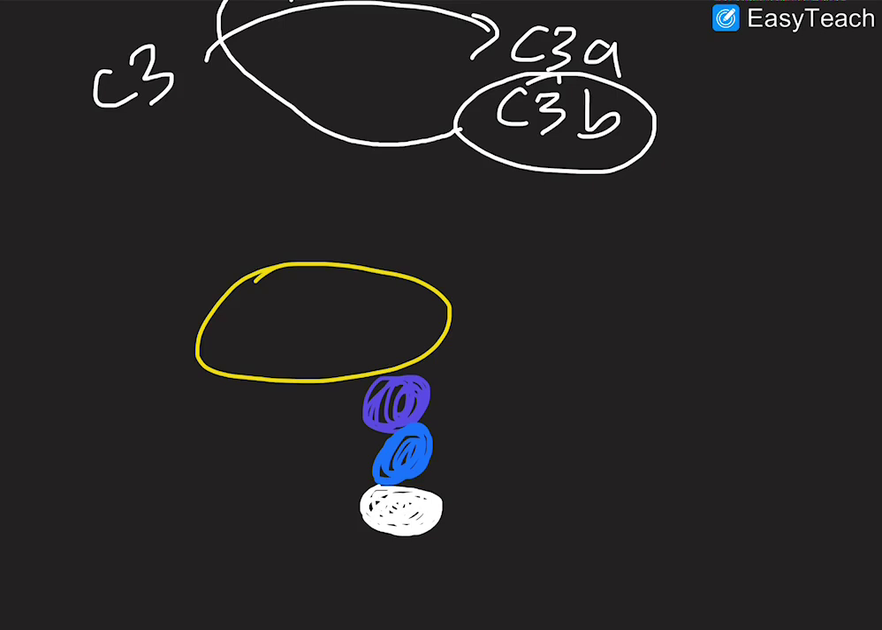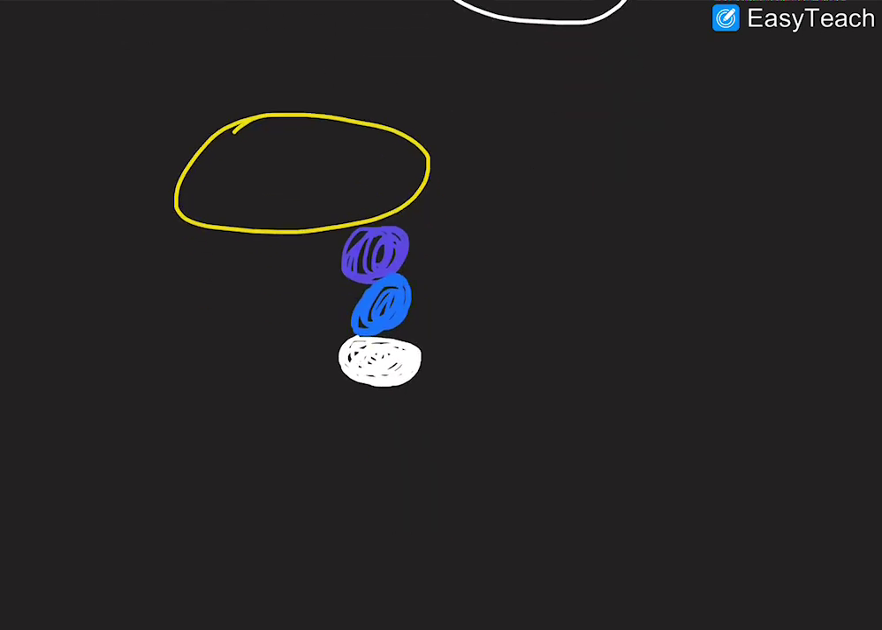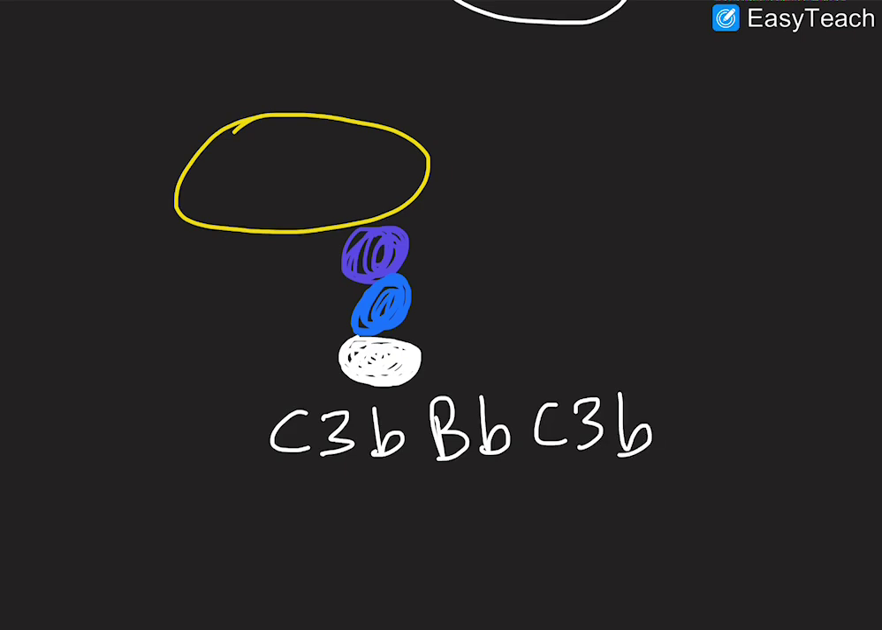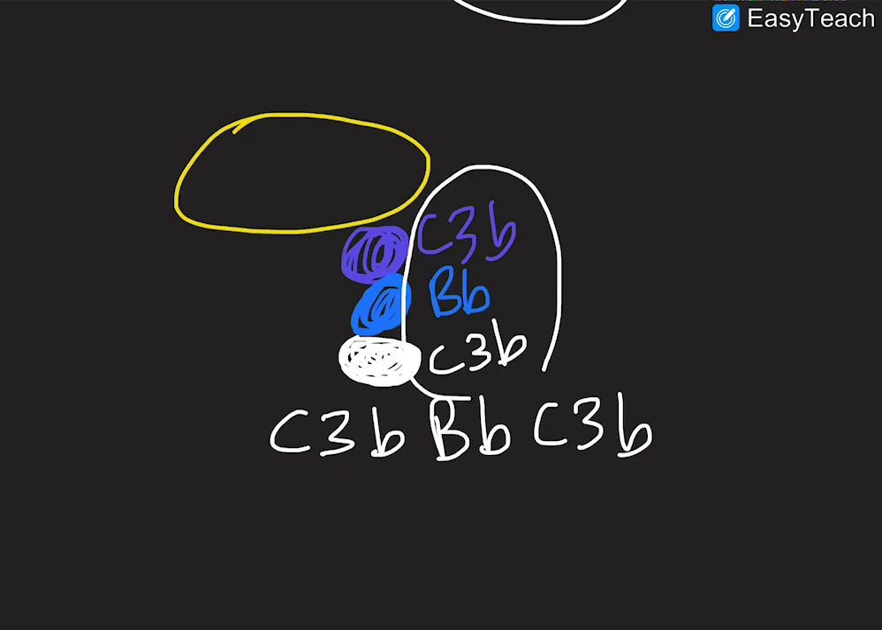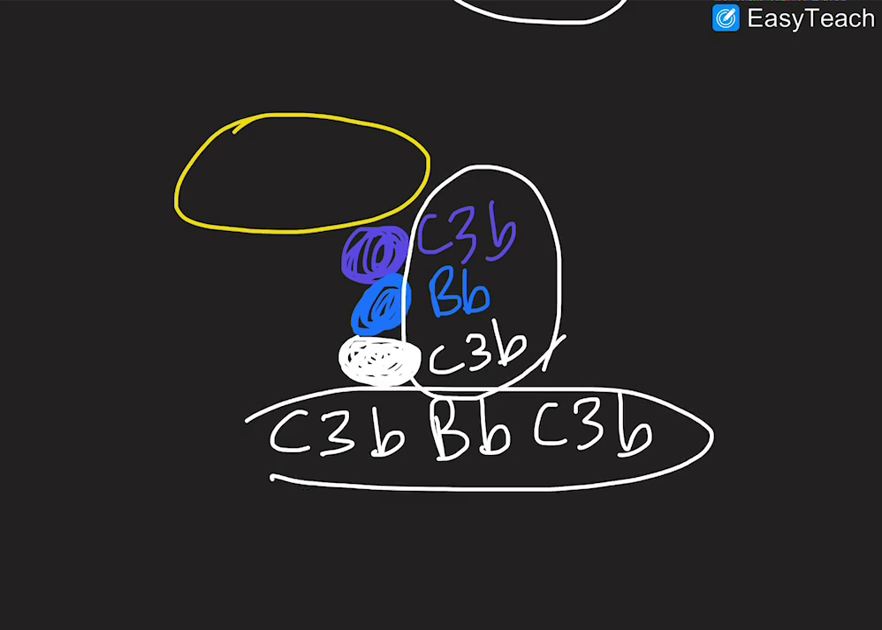So if that happens, then what do you form? We form C3b, BB, C3b. It's kind of weird, but that's what we form. Because remember, this is C3b, then this was BB, and then we're forming a lot of C3b, which goes back and binds onto C3bBB. So then we get C3b, BB, C3b. What is this called? This complex is called C5 convertase.